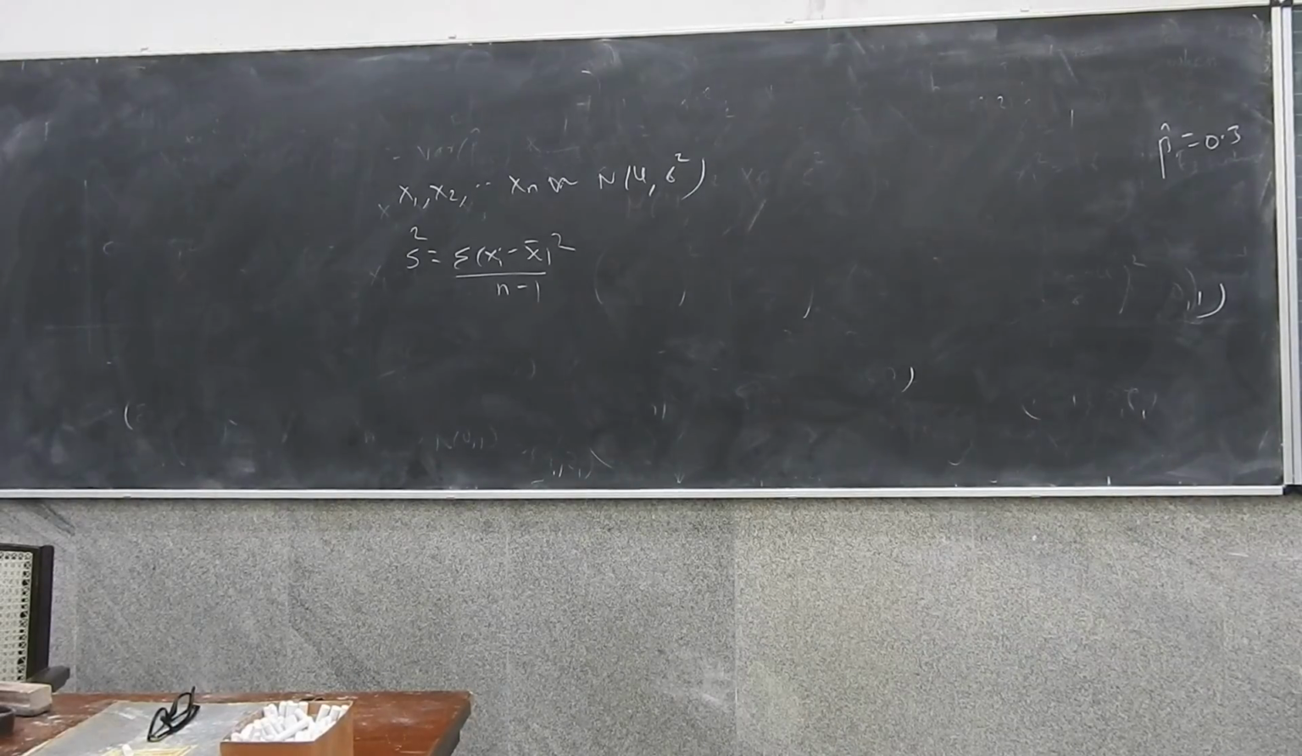If I tell you the average of 2 numbers is 10 and the first number is 20, what will be the second number? 0. So once I tell you that I have n observations, and that the mean of these n observations is something, then you can only vary n minus 1 observations. The nth observation is fixed.